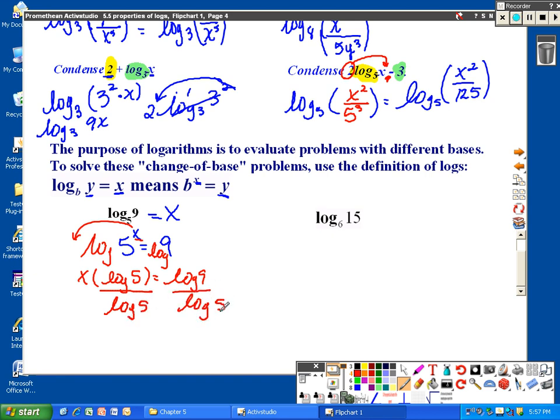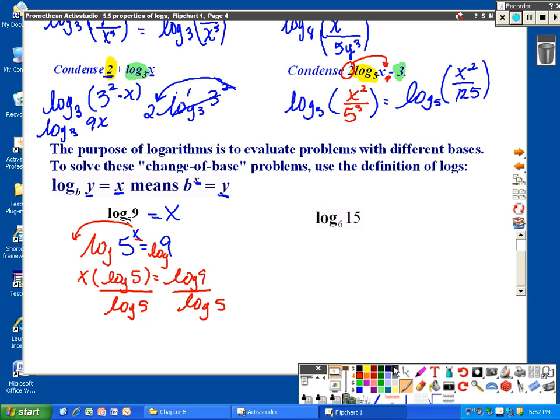Okay. And when I'm going to see these, I'm going to want to see this math done, because now it is calculator ready to be punched. So I always want to see all the math, and then you can punch your calculator. So x would equal log 9, and make sure you close off that parenthesis, divided by log 5. And you should get approximately 1.3652.